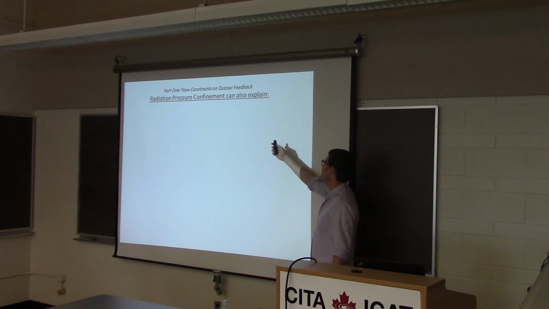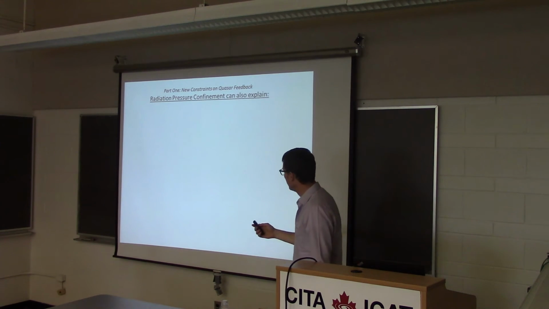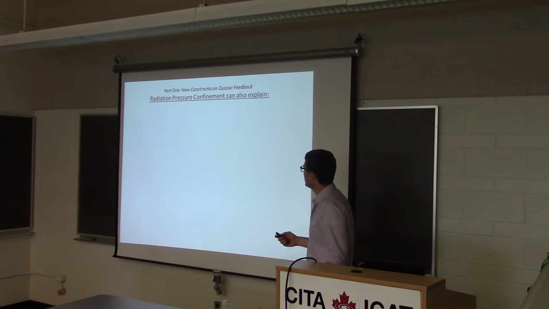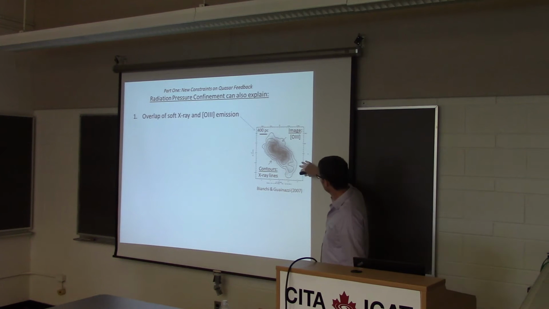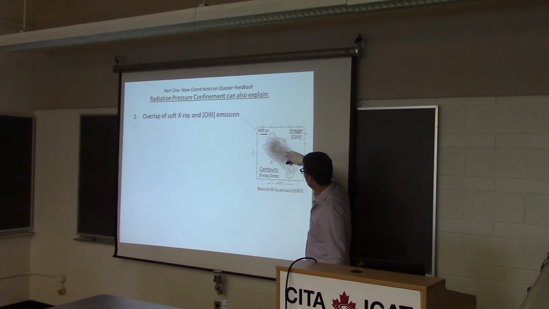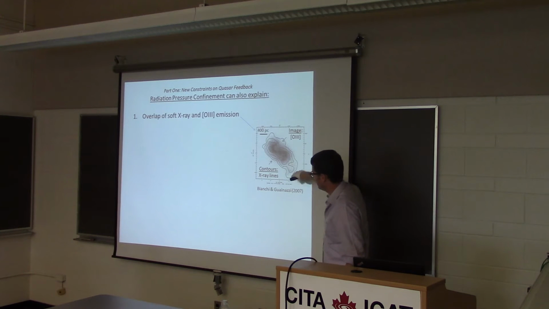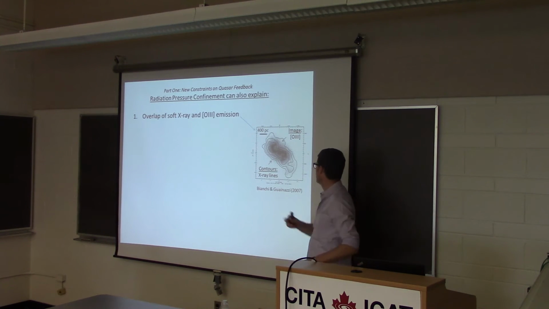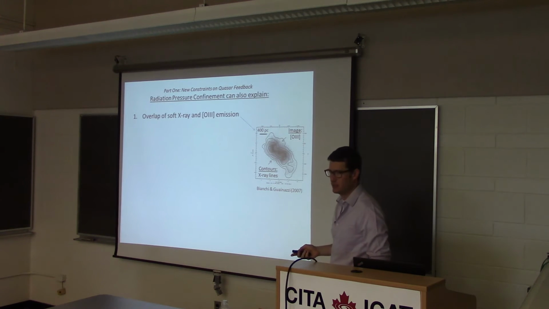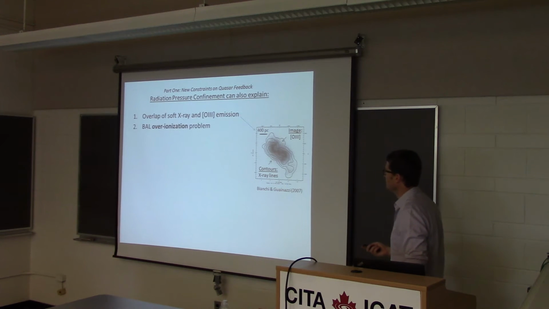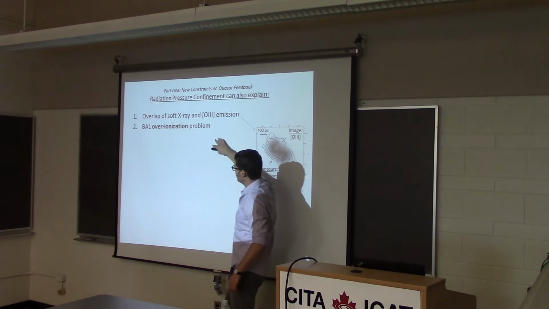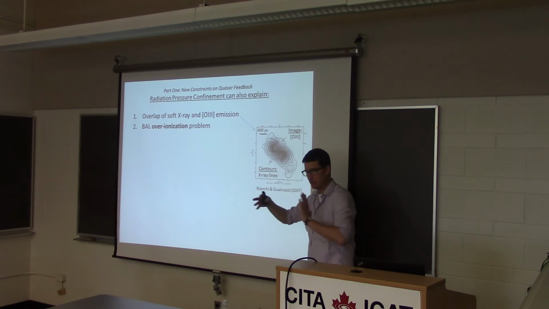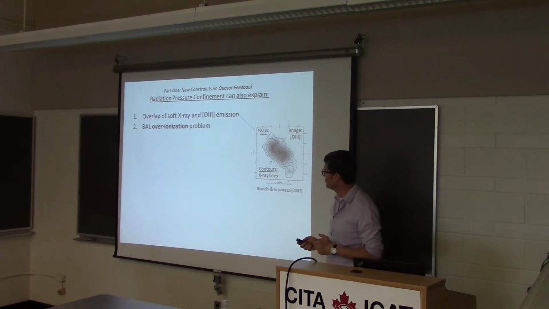Okay, I'll just flash that these kinds of solutions, radiation pressure confinement, also explain some open problems in AGN analysis. One is that we see this overlap between X-ray and O3. This can be explained because the radiation pressure creates this density gradient where the low density gas emits the X-ray and the high density stuff emits the O3. It also provides a solution to the BAL over-ionization problem because the radiation pressure essentially compresses the gas, so it creates a small filling factor for the BALs.